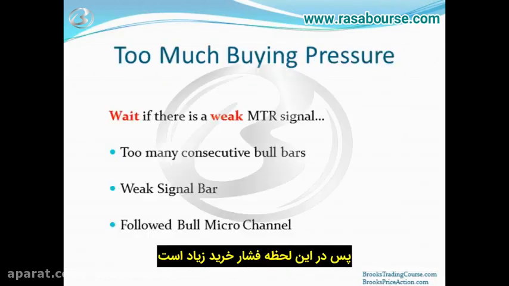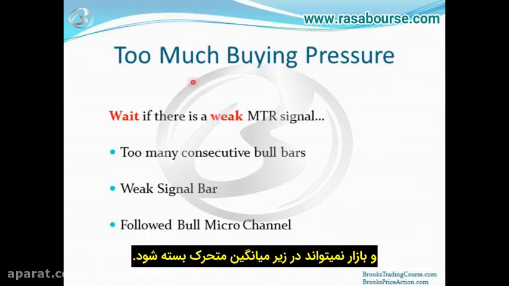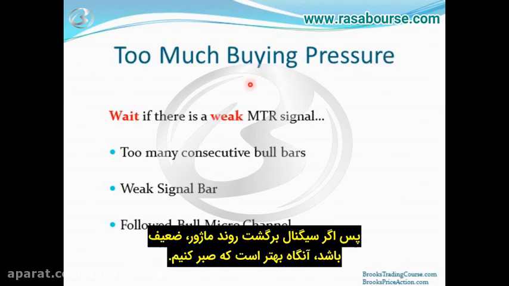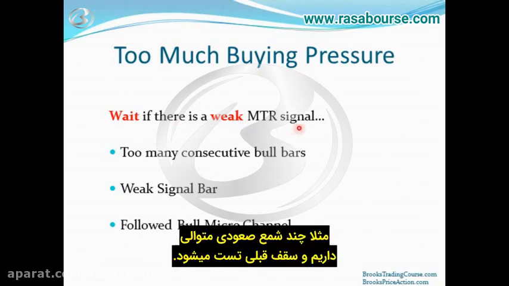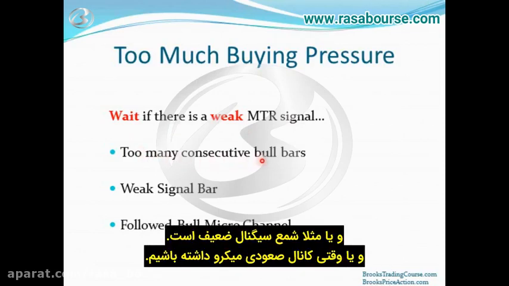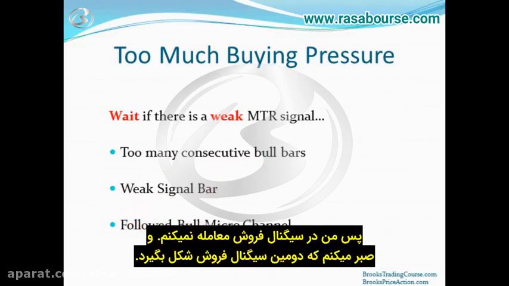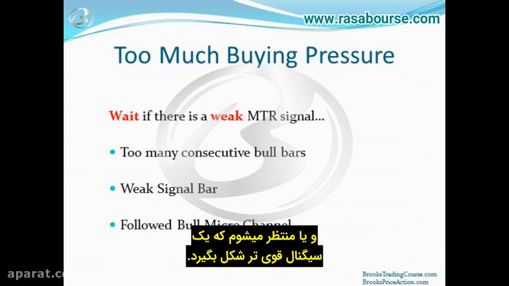At the moment, there's too much buying pressure. The market is having a hard time closing below the moving average. So if there's a weak major trend reversal signal, it's probably better to wait. If there are too many consecutive bull bars, for example, in the test of the old bull high, or if there's a weak signal bar, or if the rally is in the form of a bull micro channel, that's all too much buying pressure, and I would not take the short signal. I would wait for a second signal or a stronger signal.